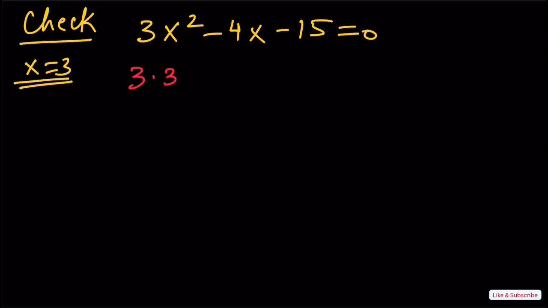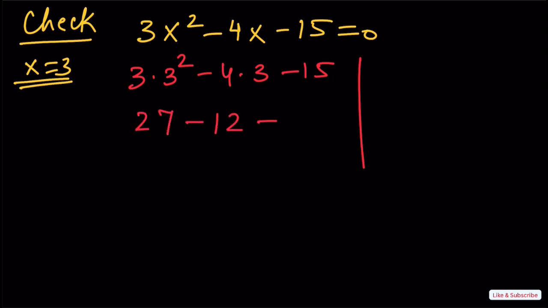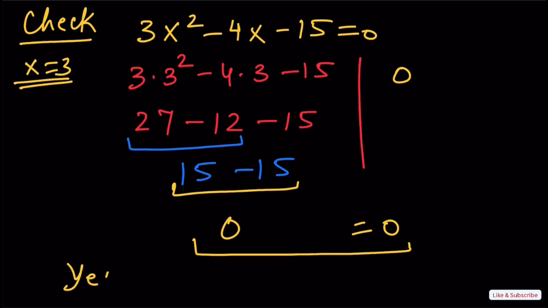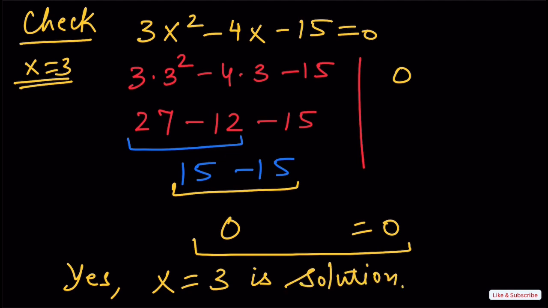So 3 into 3 squared minus 4 times 3 minus 15. Now what is 3 squared? That's 9, times 3, that's 27. 4 times 3, that's 12, minus 15. Now what's 27 minus 12? That is 15, and minus 15 is still there. Now what's 15 minus 15? That's 0, which is equal to the right hand side, which is 0. So does it satisfy? Yes. So x equal to 3 is the solution of the given quadratic equation.